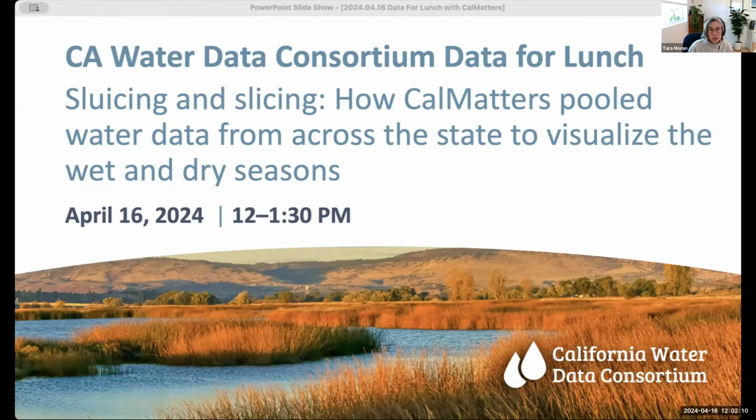And then for those of you who may not be familiar with the consortium, just a little bit of background. The California Water Data Consortium is an independent nonprofit organization created by a partnership of state agencies and others to ensure that we have the best possible water and ecological information in the state. We believe this helps to ensure that everyone living and working in California can prosper in the face of unprecedented climate challenges.